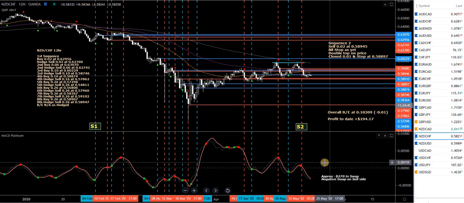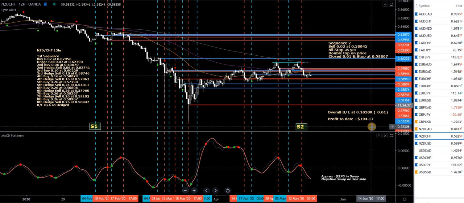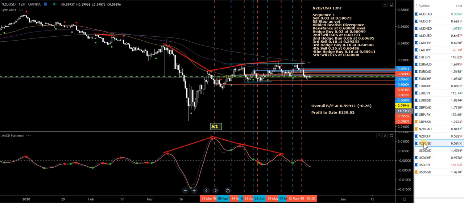But I've got a lot to make up in swaps, and that's an old figure. That 270 is probably 370 by now. So I've got a bit of work to do on this pair. New Zealand USD, very tight, very messy.